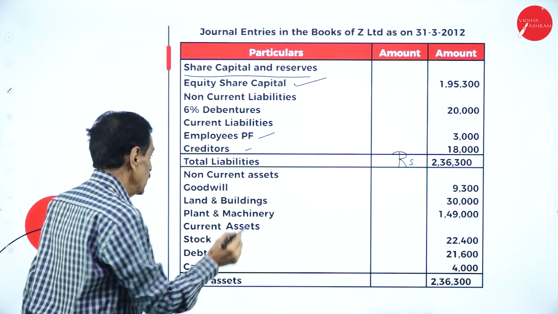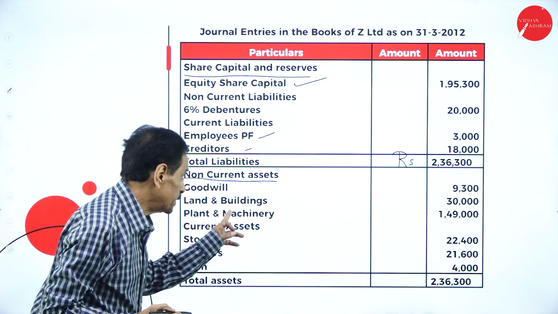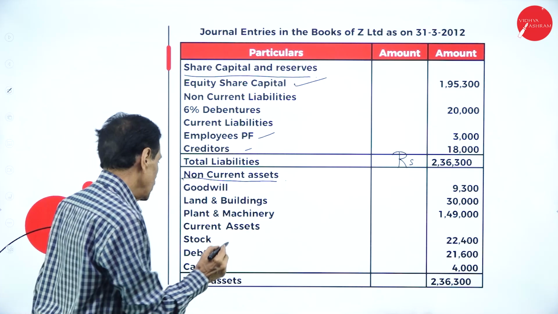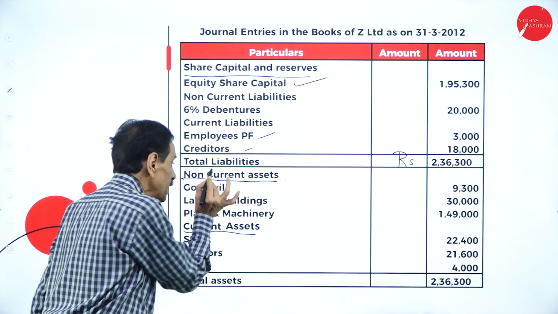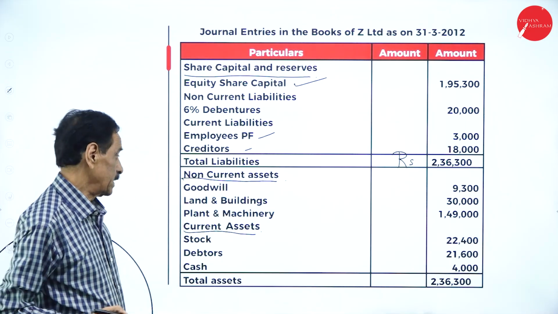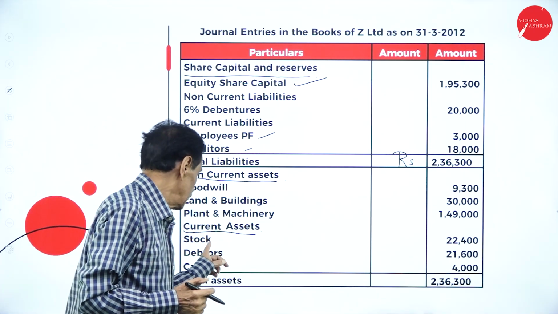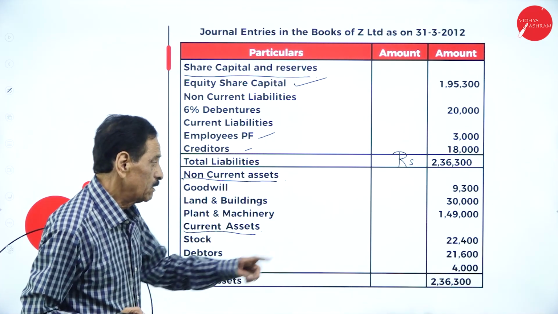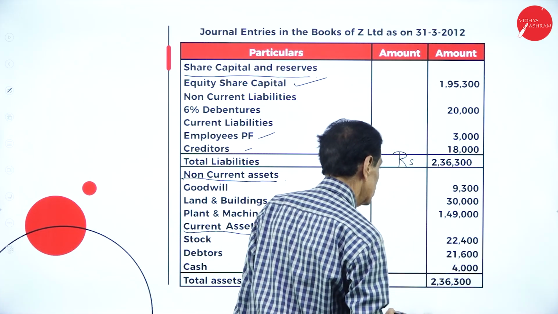Come back to the asset side. Non-current assets: goodwill is called an intangible asset. Building, fixed asset. Plant and machinery, fixed asset. Come back to current assets. Current assets are stock 22,400, debtors 21,600, cash 4,000. So it will tally at 2,36,300.